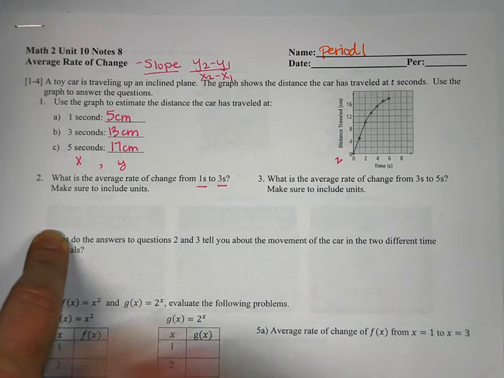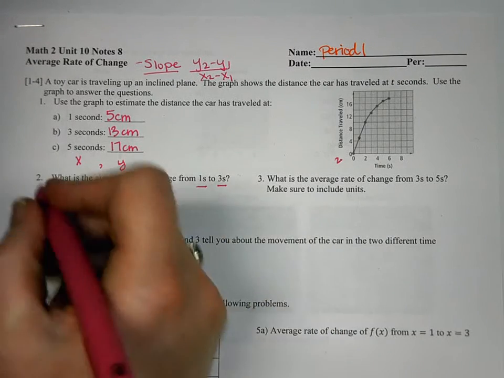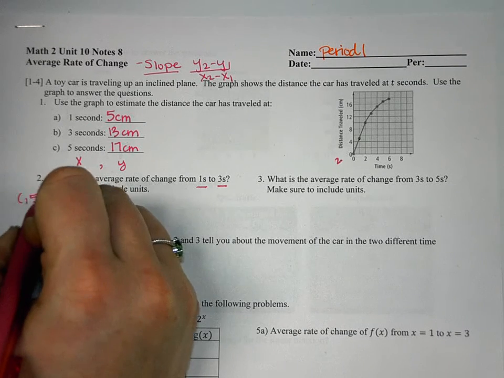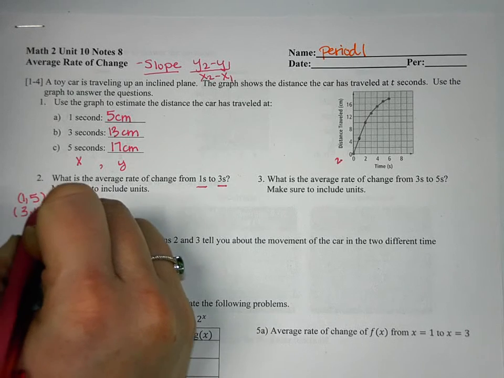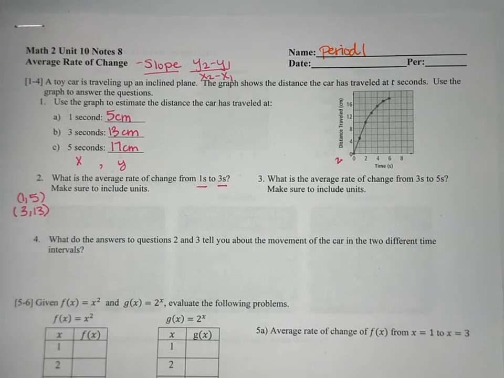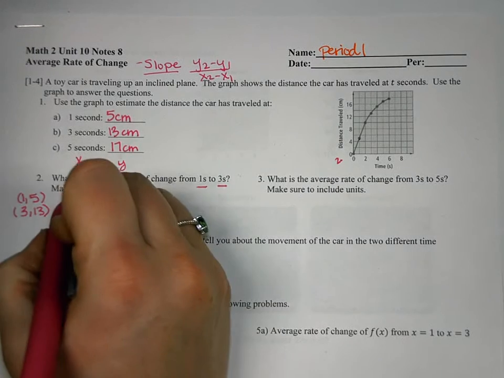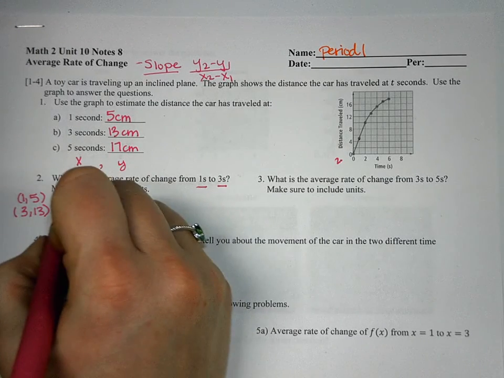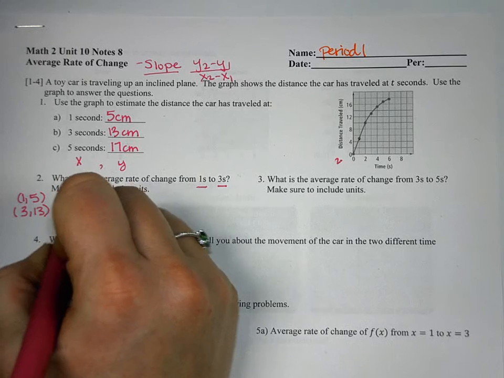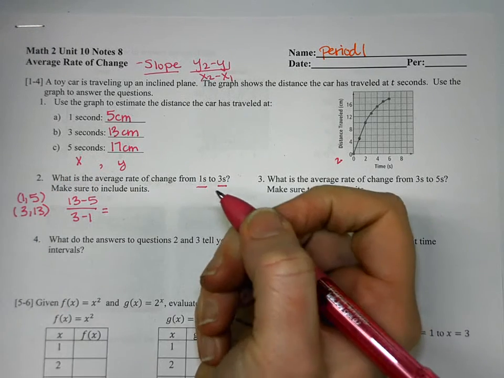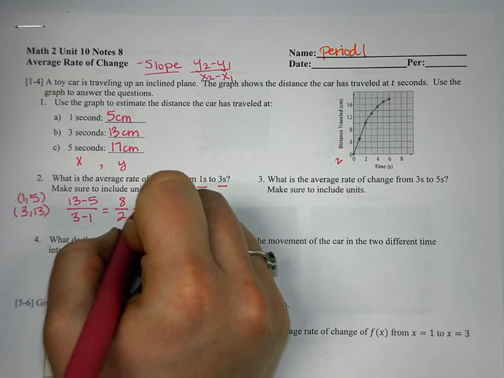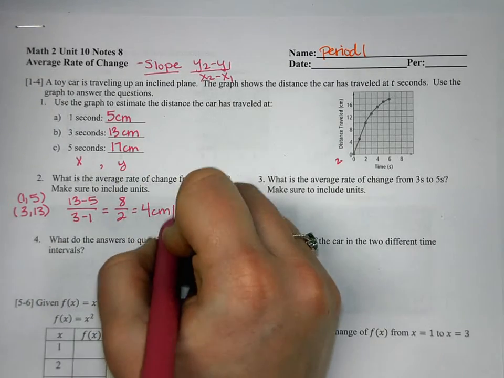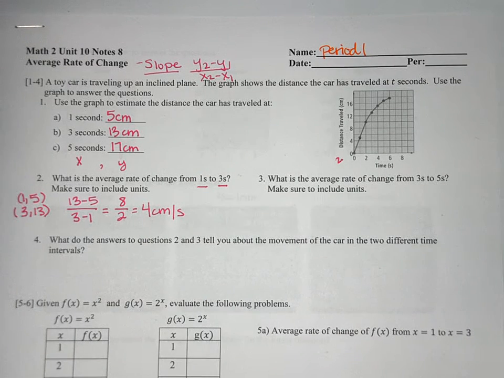So what's our ordered pair for 1 second? 1/5, forgot the 1 there. And then for 3 seconds? So these are going to be our two ordered pairs that we use in the slope formula. So 13 minus 5 over 3 minus 1. So 13 minus 5 is 8 over 2. We have 4 centimeters per second is on average how fast it's going, or how far it's going.